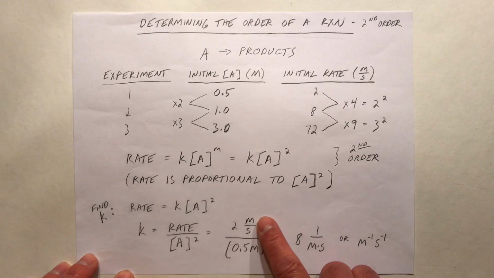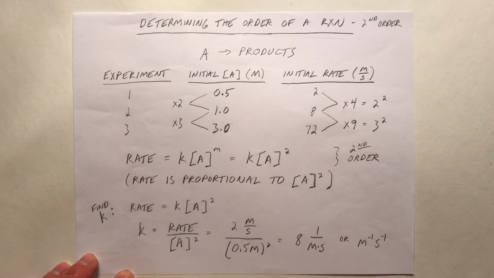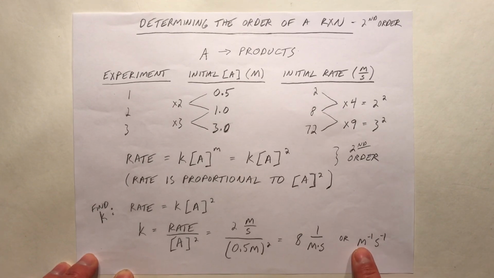And what do you get when you take molarity, or molar per second, divided by molar squared? Well, one of the molars cancels out, and you get 1 over molar seconds, or molar to the -1 seconds to the -1. Remember, that's moles per liter to the -1 times seconds to the -1.